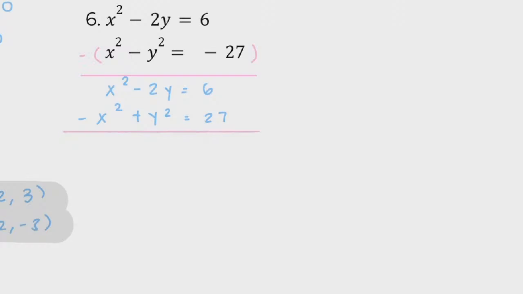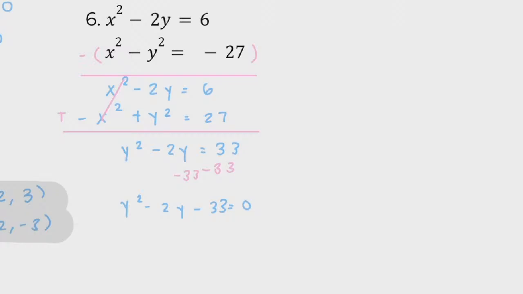So now when we add them, the x squareds are going to cancel out, and we have y squared minus 2y. We can't combine them because one is y squared and one is y. And 6 plus 27 is 33. So next we'll want to move the 33 over to see if we can factor. So we get y squared minus 2y minus 33 equals 0.